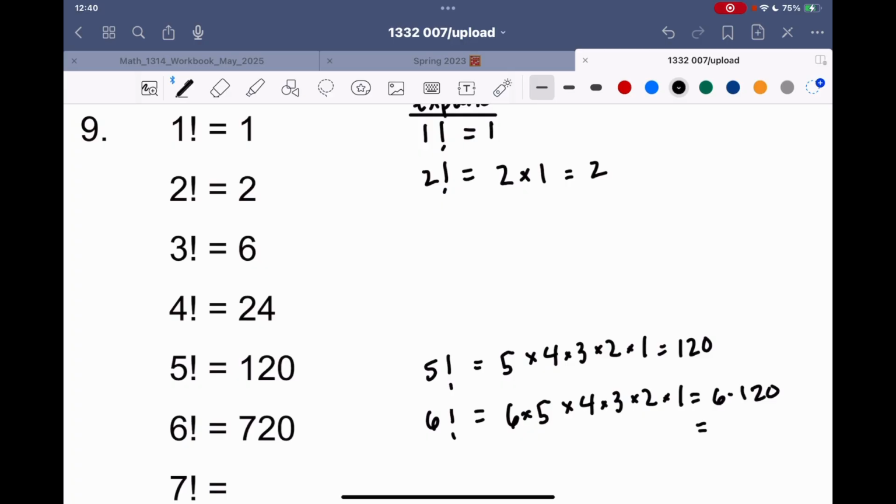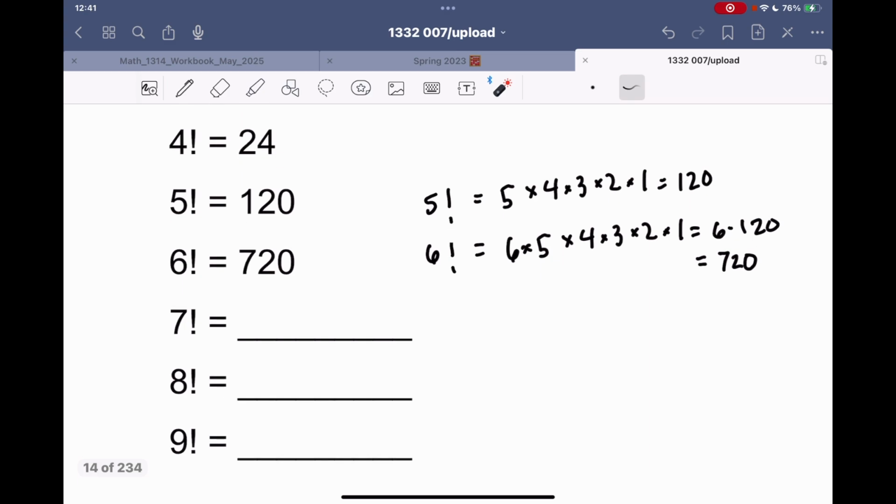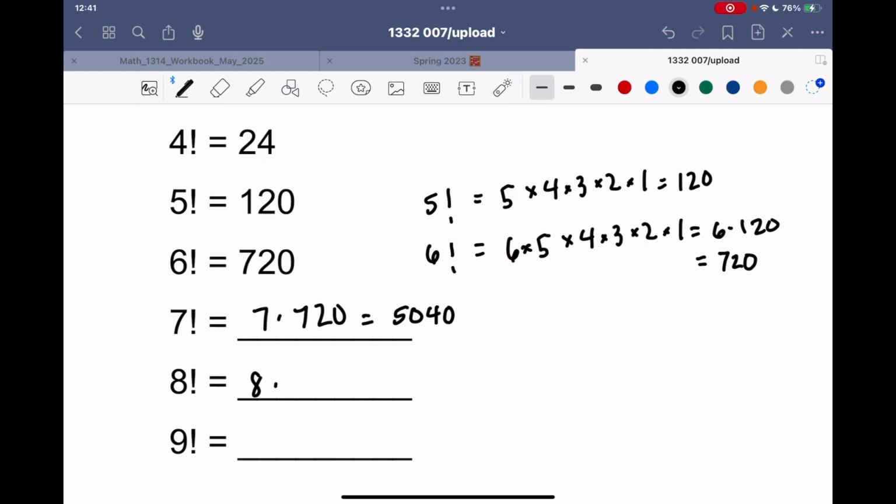let's see, use our calculator, 6 times 120 is equivalent to 720. Or if I wanted to do the long way, 6 times 5 times 4 times 3 times 2 times 1. So 7 factorial is going to be 7 times 720. So the total for 7 factorial, I'm just using my calculator, is going to be equal to 5,040. So that means 8 times 5,040.